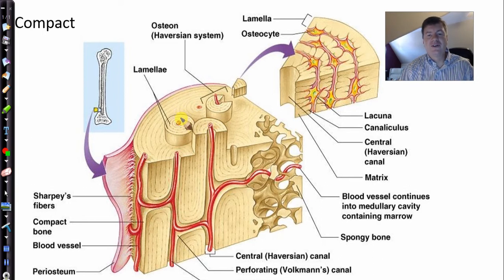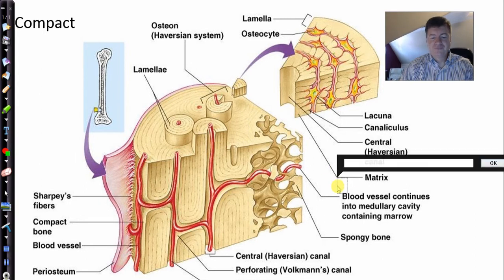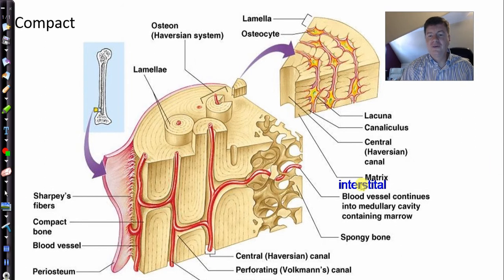There are actually a couple other kinds of lamellae that are not shown on here. I'll go ahead and type this up for you. You can have a lamellae called interstitial lamellae. That is going to be one where it's going to be like right in here.